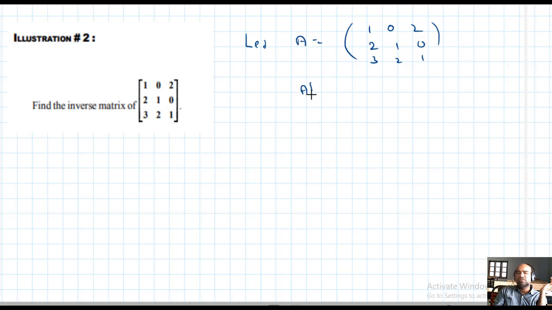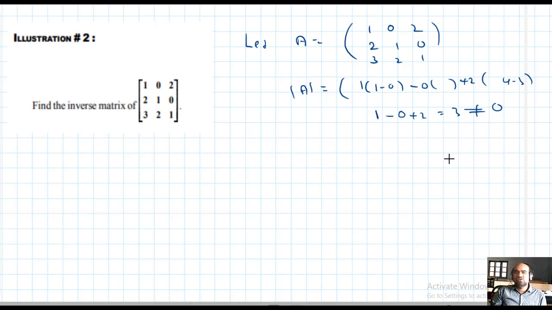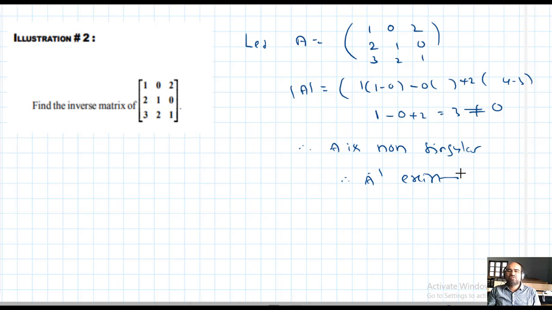You know how to find the determinant. Use any row or any column. Always I will use the first row. 1 into 1, minus 0 into something I don't want, right? Plus 2 into 4 minus 3. So here 1 will get, minus 0, 4 minus 1 plus 2. Okay, what I got? 3 not equal to 0. Det A equal to 3 not equal to 0. Therefore, A is non-singular. Therefore, A inverse exists.